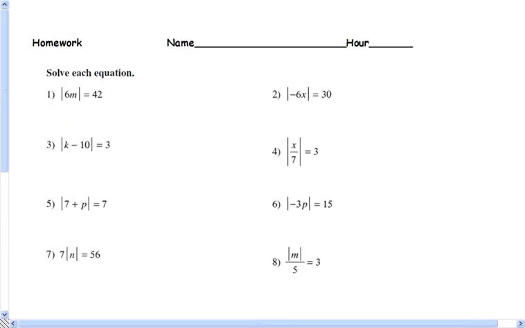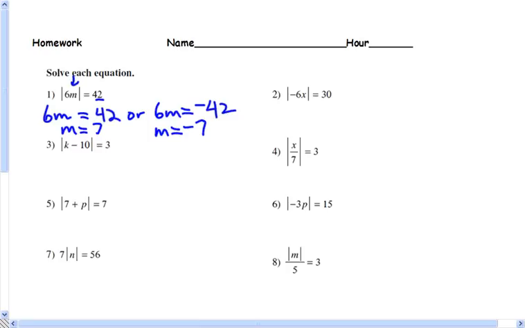All right, I'll just do a couple more here with you. And remember that there's usually two solutions to problems like these. Let's start with this one. It says the absolute value of 6m equals 42. Now remember this absolute value, that tells you that there's a number to the left of 0 that is 42 units from 0, and there's a number to the right of 0 that's 42 units from 0. So we're going to write that 6m equals 42, or 6m equals negative 42. And in this one, 42 divided by 6 is 7. And in this one, negative 42 divided by 6 is negative 7.